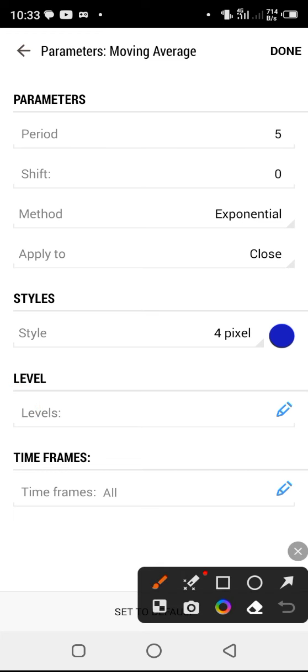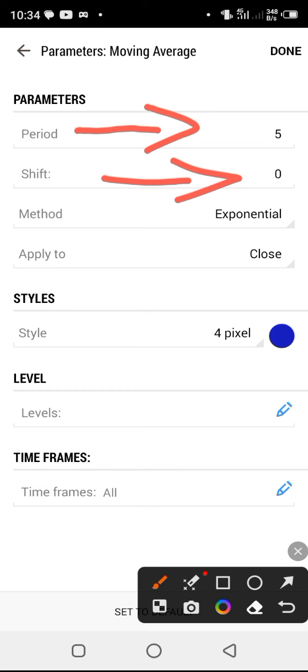Now pay attention to this setting. If you want to screenshot these aspects, please do, so you won't forget the setting or use a different setting. Your period must be 5. Your period has to be 5. This is going to be 0, just as it is. I think the default setting is 0 for that aspect. The period is what you would need to change. Method should be exponential, not simple. It has to be exponential, not simple. What else? Apply to close. By default it's always close.